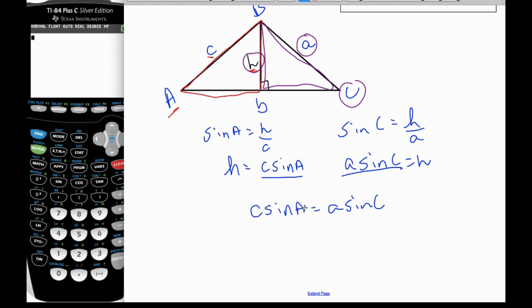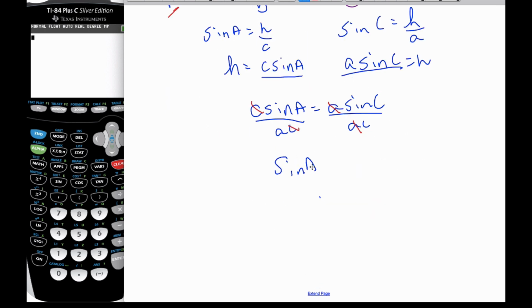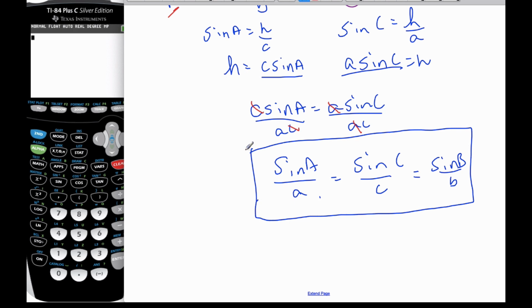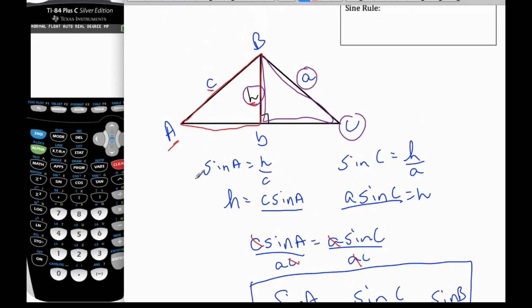Now I'm going to rewrite this. I'm going to divide both sides by little a times little c. When I do that, that cancels out this, and it cancels out this. And so I'm left with the sine of A over A is equal to the sine of C over C. Similarly, I could do the same thing with angle B and come up with the sine of B over B as well. And so here is the sine law, or the sine rule, for triangles that are not right triangles. That's the key.